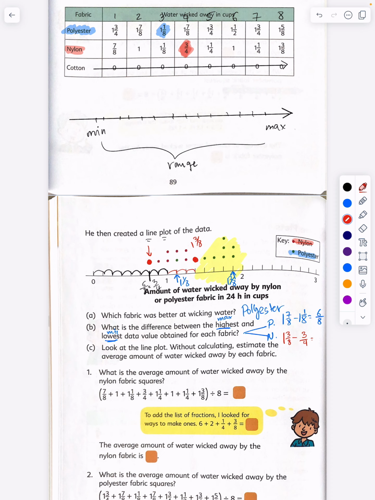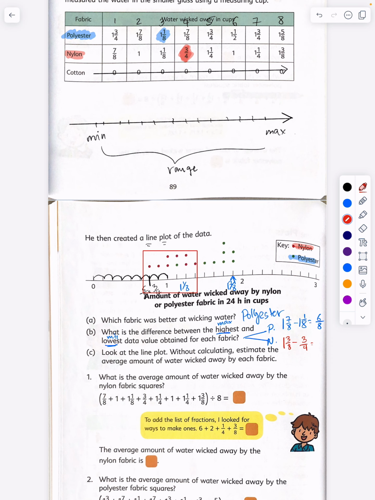Look at the plot. Without calculating, estimate the average amount of water wicked away by each fabric. Well, if we look, let me erase what I doodled on top here. Let's take a look at what we have for distribution of red dots. You notice this is the situation, right? This is the data collected for nylon fabric. What do you think is the average? What is the volume in between that's kind of to the center? I would say it's probably 1 1/8.